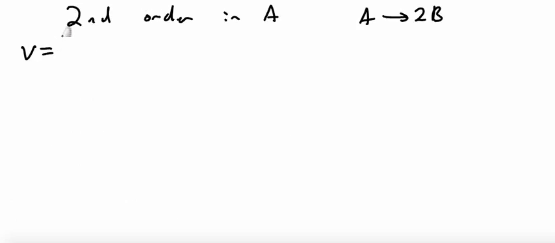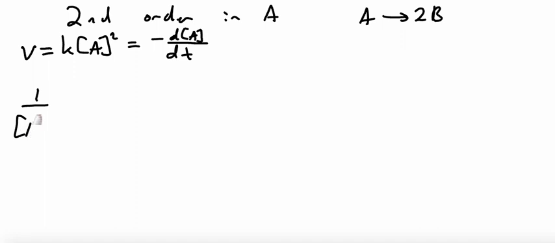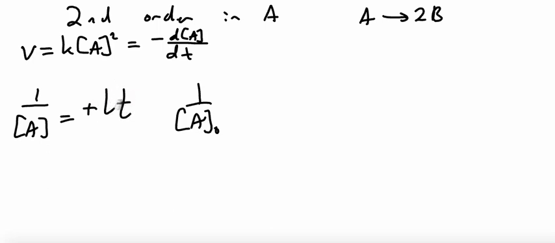Okay, so we write the original rate equation. It's second order in A, so we've got this square here. And for this reaction, we can see that the rate is defined as the negative of the slope of A with respect to time. So we've got another differential equation. If we solve this one, we get 1 over A is equal to 1 over A naught plus kt.